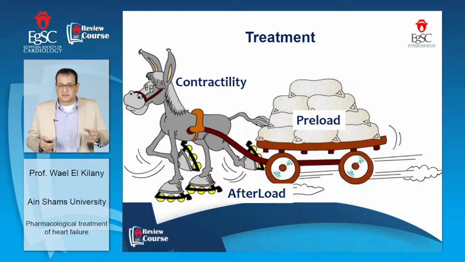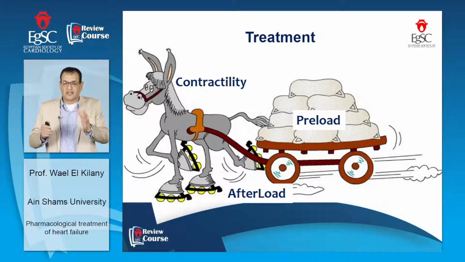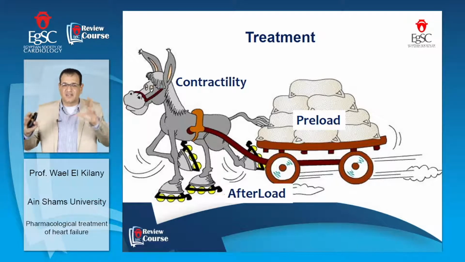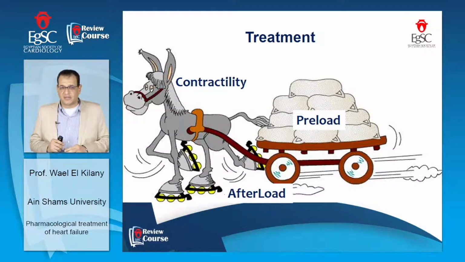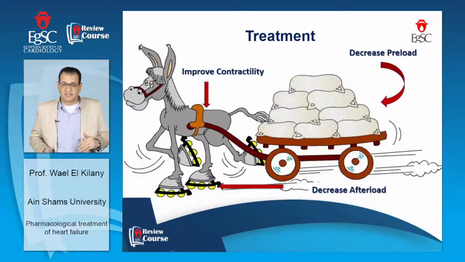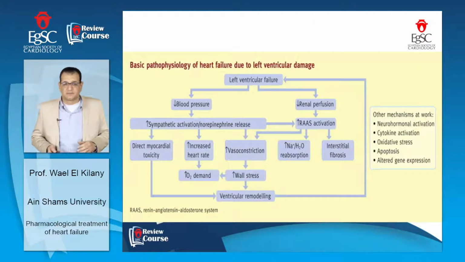Let's make it somewhat more funny. So in this picture, we can think of the preload and the afterload and the contractility. So these are the three factors that control the myocardial function: the preload, the afterload and contractility. So what we do by treatment is that we try to decrease the preload, decrease the afterload, and improve contractility. Let's see the treatment. What happens during ventricular failure?